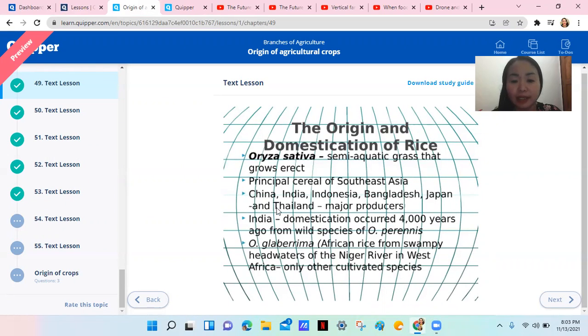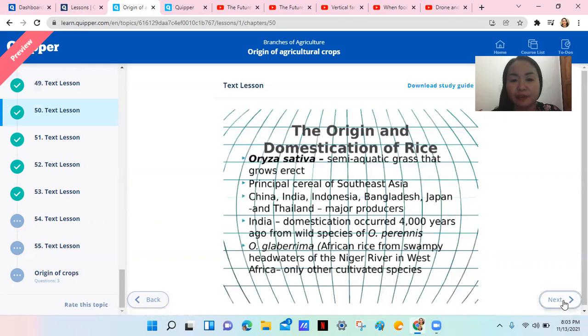And also in India, it was domesticated 4,000 years ago from a wild species, Oryza perennis. And also Oryza glaberrima, an African rice from the swampy headwaters of the Niger River in West Africa. So it's not only from Southeast Asia, but also from India and Africa.